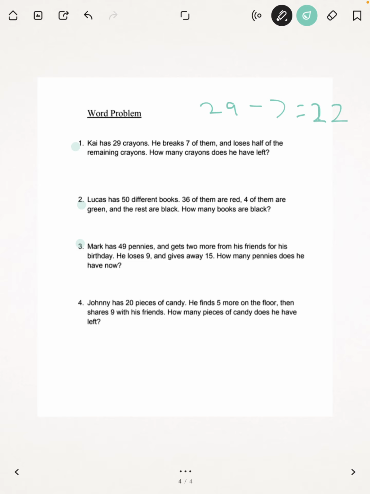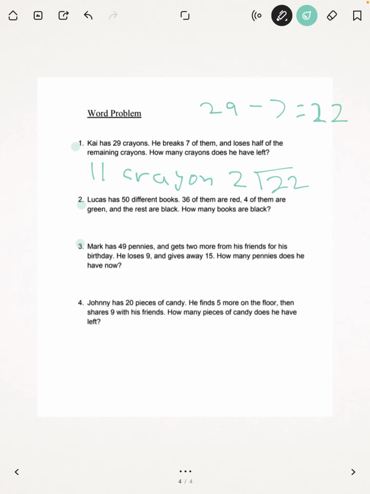Okay, and it says he loses half of the remaining crayons. So we're supposed to find the half of 22, so half means 2. So you have to divide 22 by 2, and then 2 goes into 2 one time. Times 2, 0, bring down the 2. And then 2 goes into 2 one time again. 2, 0, okay, that means the answer is 11. I'm trying to erase this for extra space. Okay, and he has 11 crayons remaining.